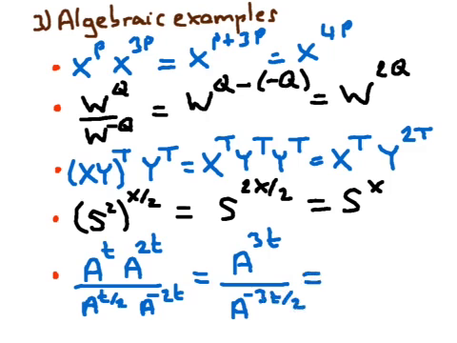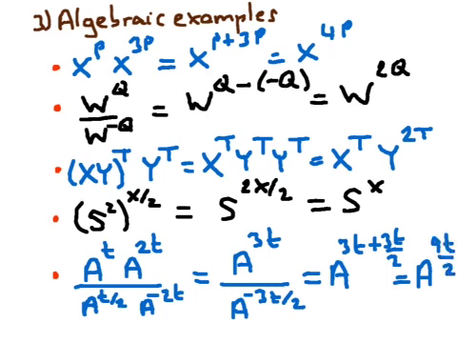And now we have a to the 3t, and we subtract the power on the bottom. This was already negative, so when we subtract it, it becomes positive. So it's 3t plus 3t over 2. And when we recognize that 3t is 6t over 2, 6t over 2 plus 3t over 2 gives us a to the power of 9t over 2. And with that example, we're going to conclude this video of questions on the use of powers.